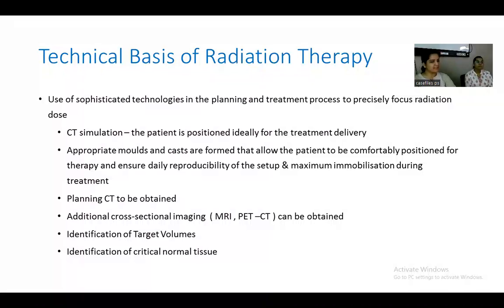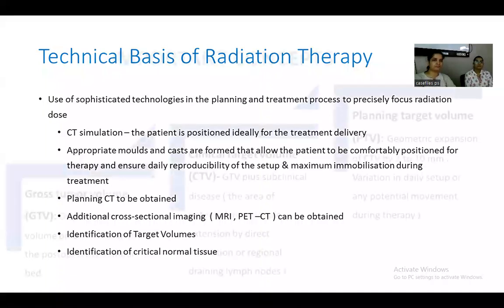After this, a planning CT is obtained and additional cross-sectional imaging such as MRI or PET-CT can be obtained at this setup to identify the target volume. Then the volume of the tumor or the tissue which has to be irradiated is identified, and the most important point also is the identification of the critical normal tissue which will get irradiated and which we have to save from the side effects.